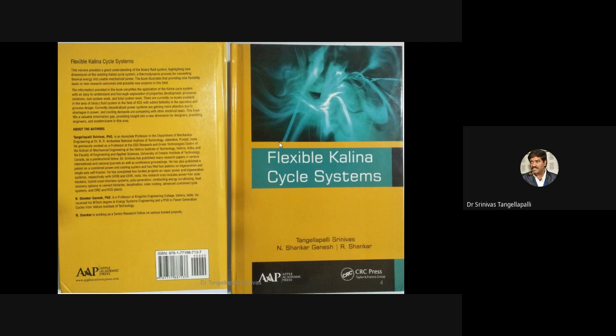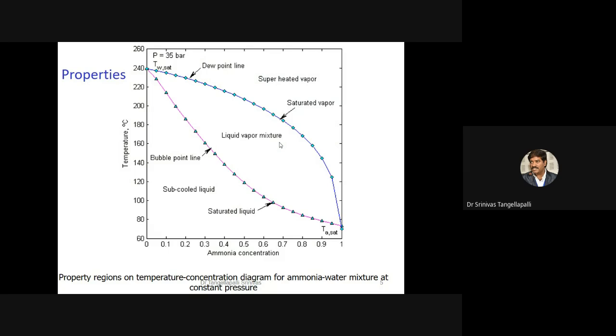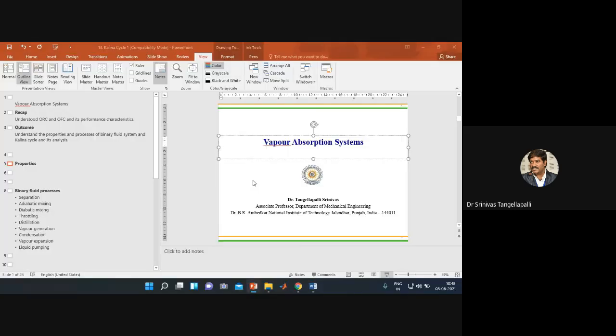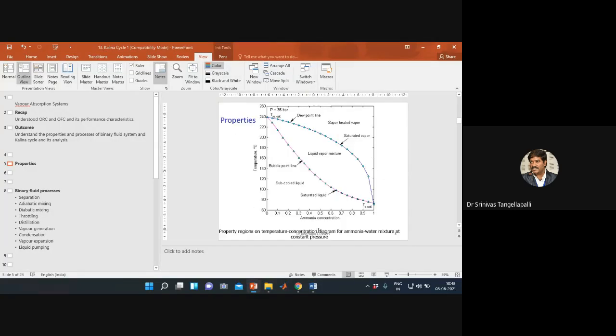But the poly generation book is coming only in 2022, next year. This year I can share only this one, that is a binary fluid system.